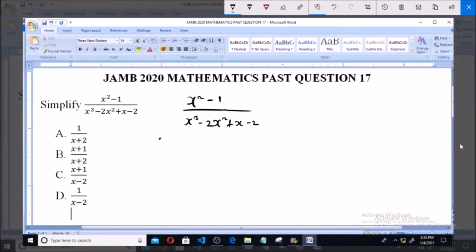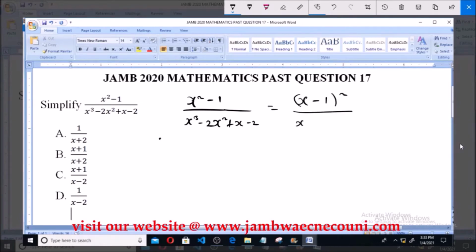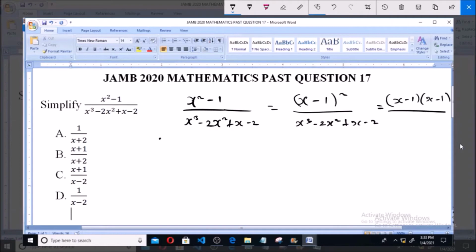Now, simplifying this, we have (x minus 1)(x plus 1) on top, all over x cubed minus 2x squared plus x minus 2. Now factorizing the denominator, we can say x into (x squared minus 2x plus 1) minus 2, because x times x squared will give us x cubed, minus 2x, and x times 1 will give us x, close bracket, and minus 2.